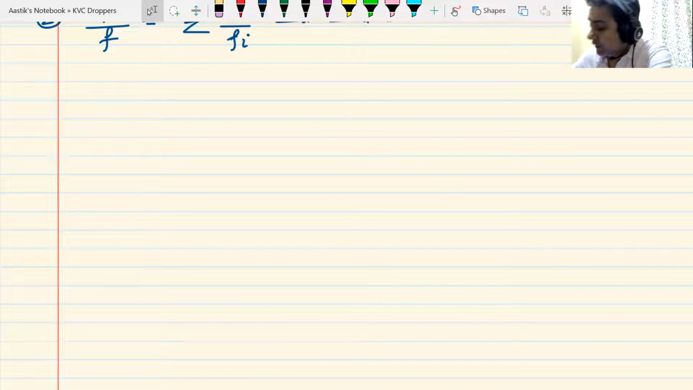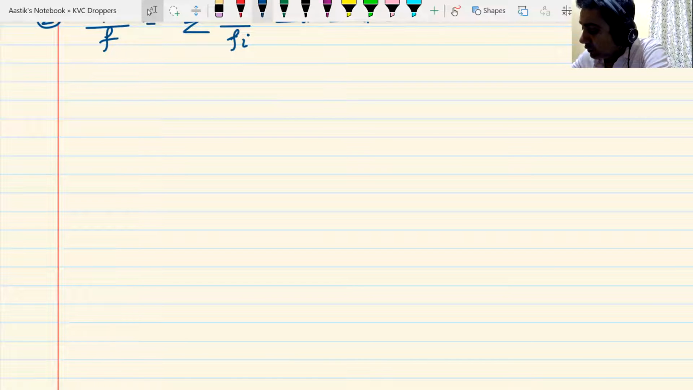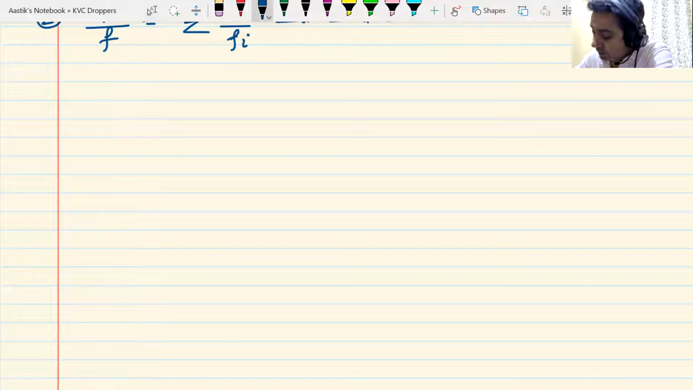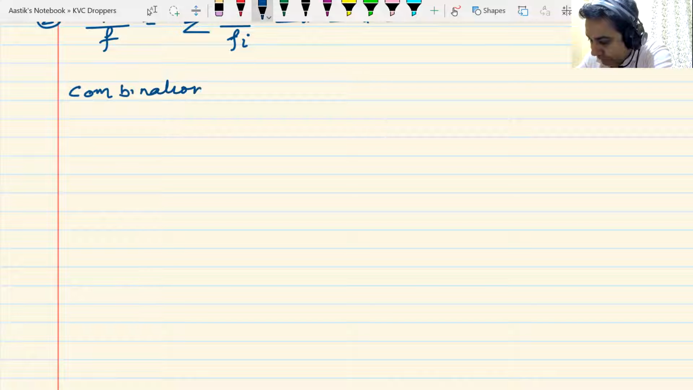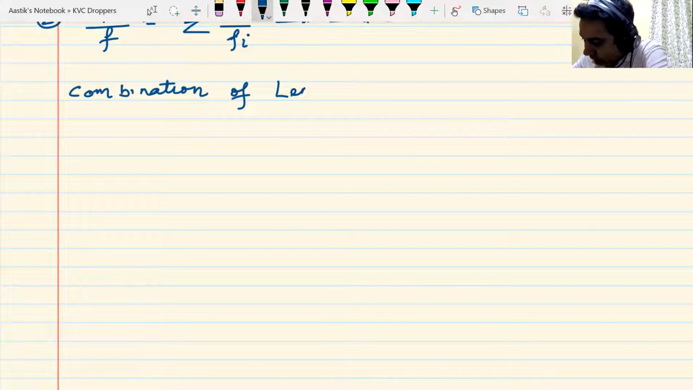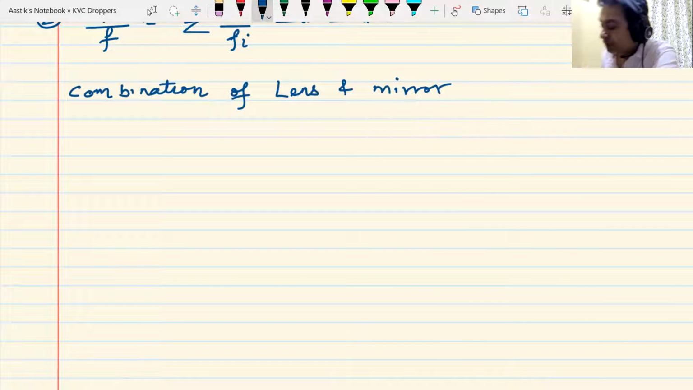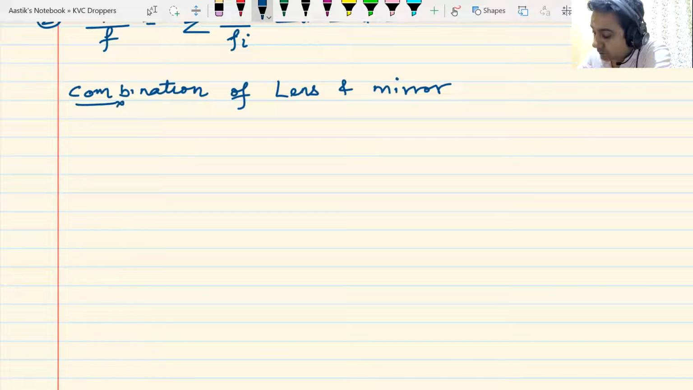Now, since you have completed, what we can do is write the next heading, and the next heading is combination of lens and mirror. What will happen?